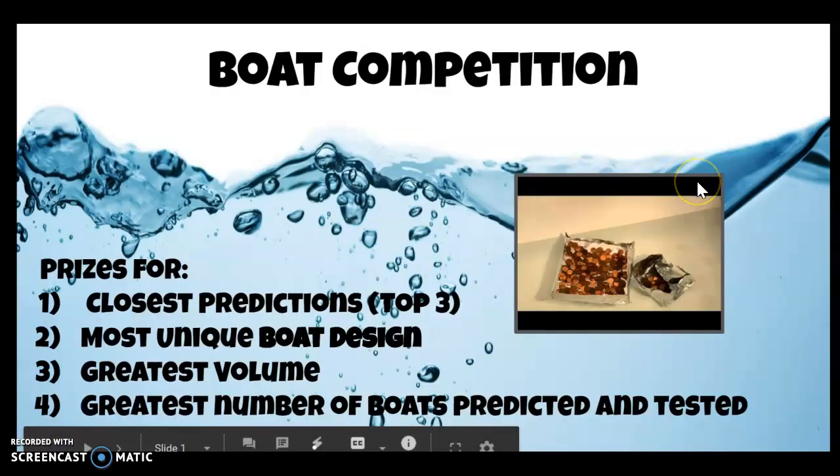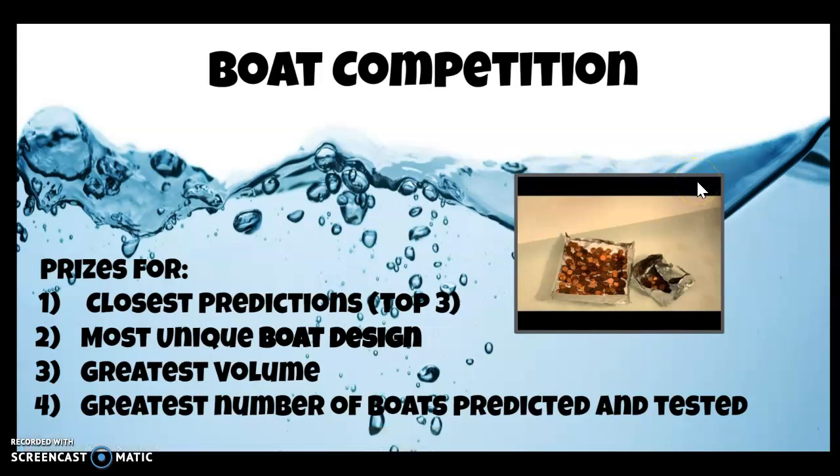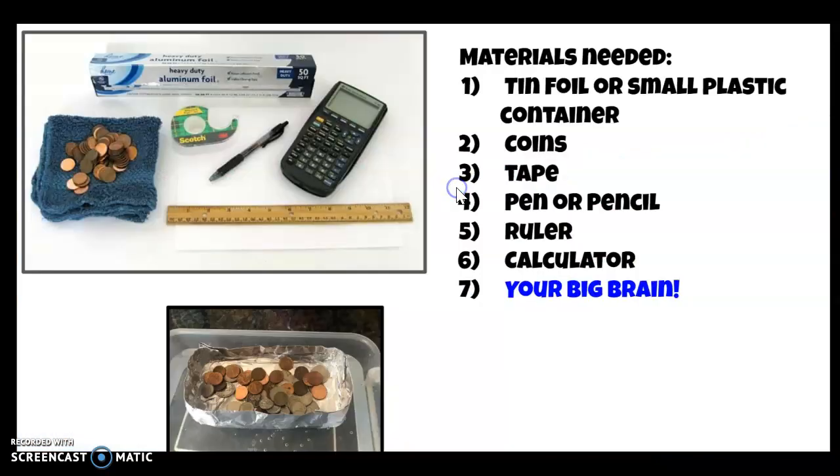Okay, so we're going to start our boat competition. And the boat competition is that you're going to build a tinfoil boat, and rewards will be given out for the closest predictions, the top 3, the most unique boat design, so no, you don't have to build a square boat, the greatest volume, and the greatest number of boats predicted and tested. So in other words, if you come up with 3 different designs and you're the only one that came up with 3 different designs, you also get a reward.